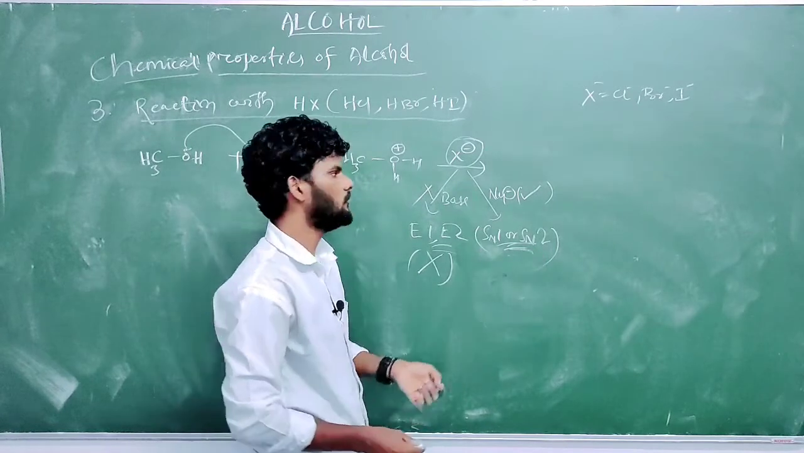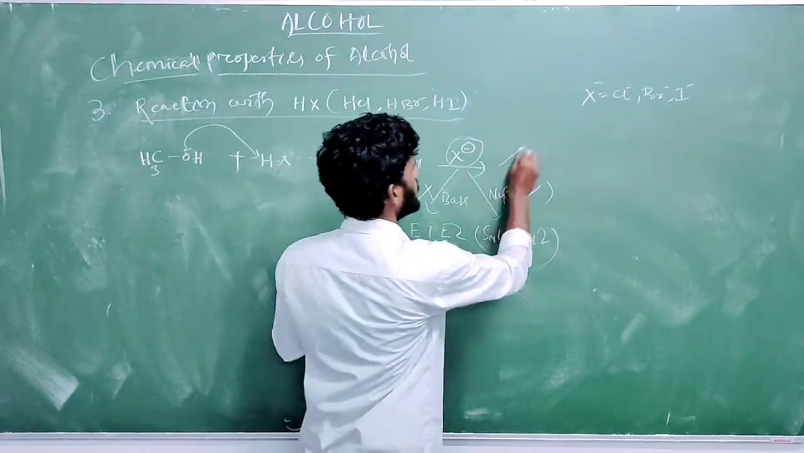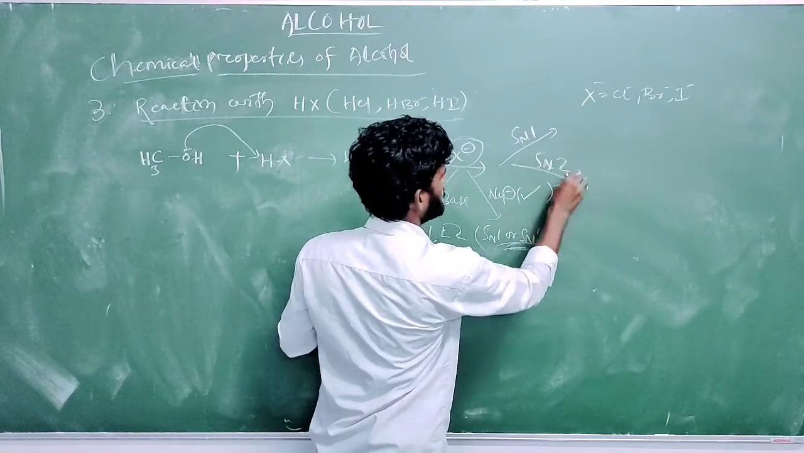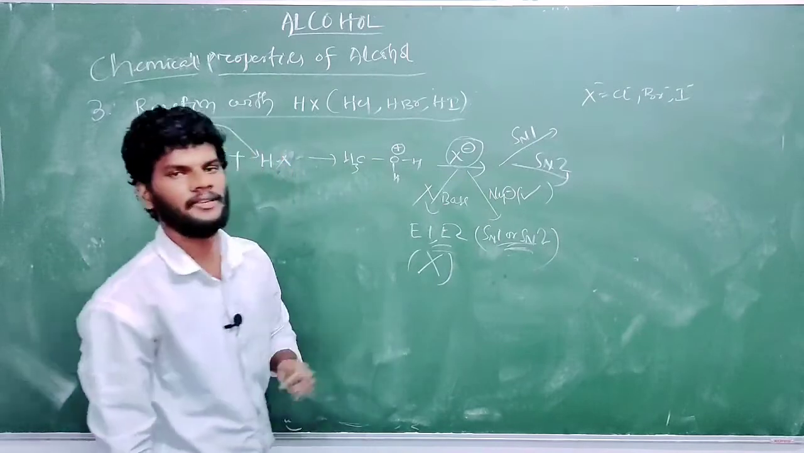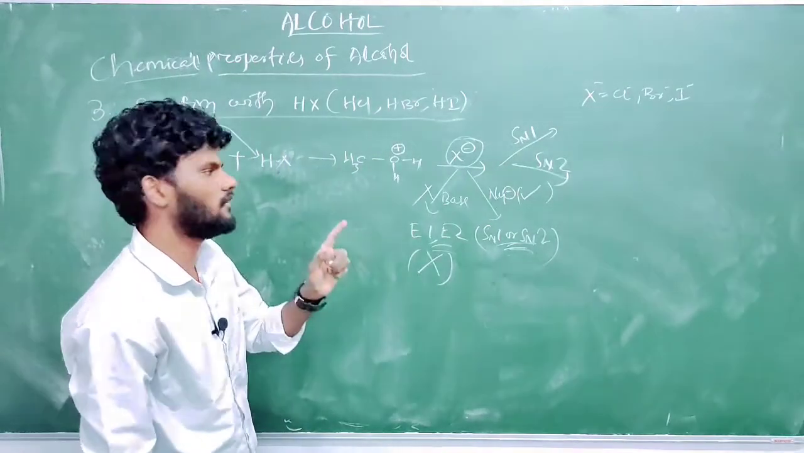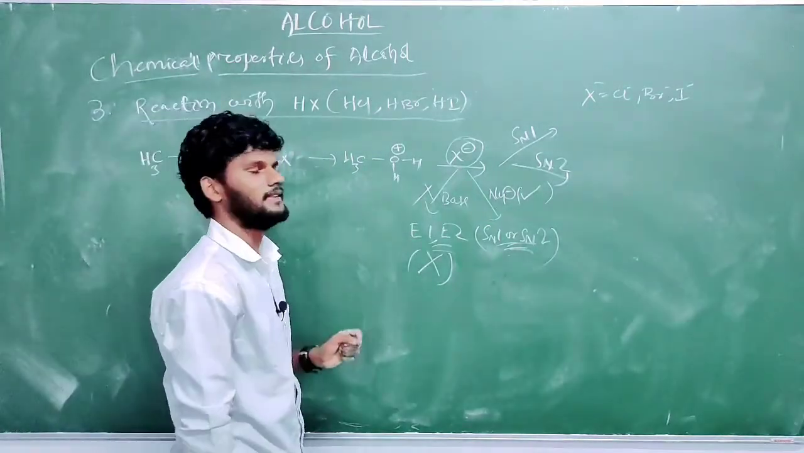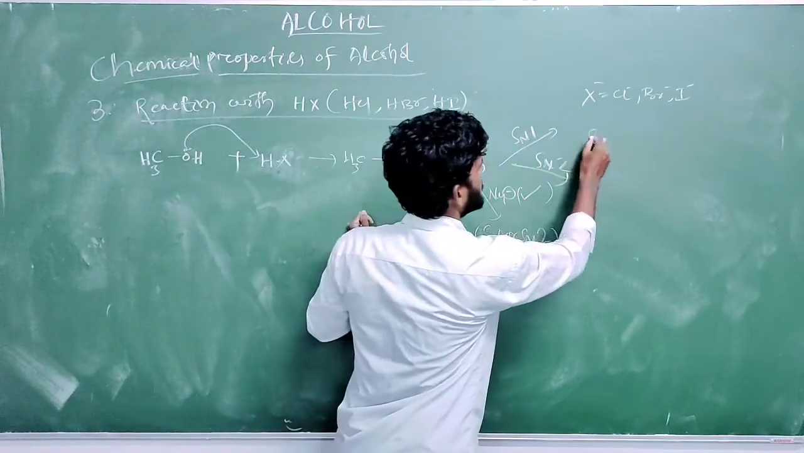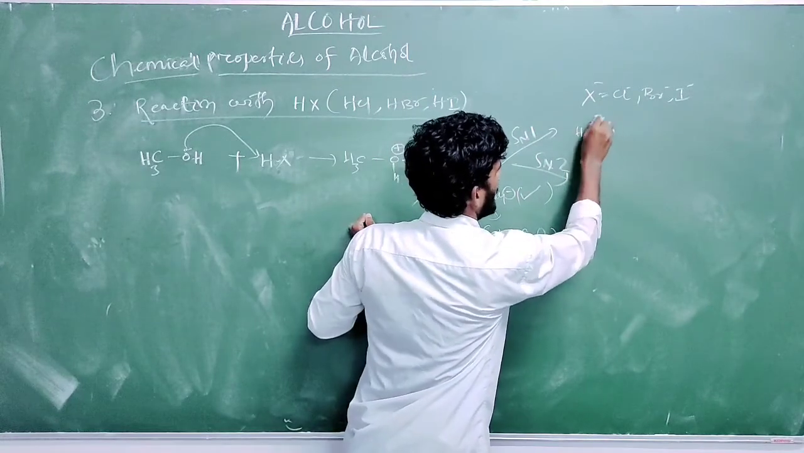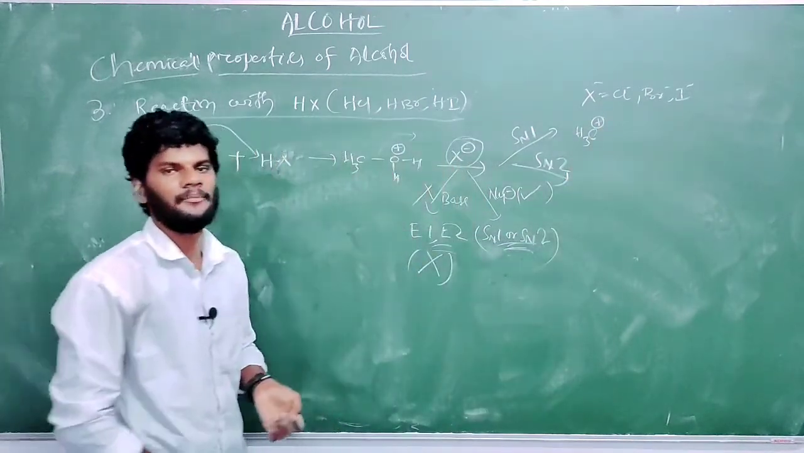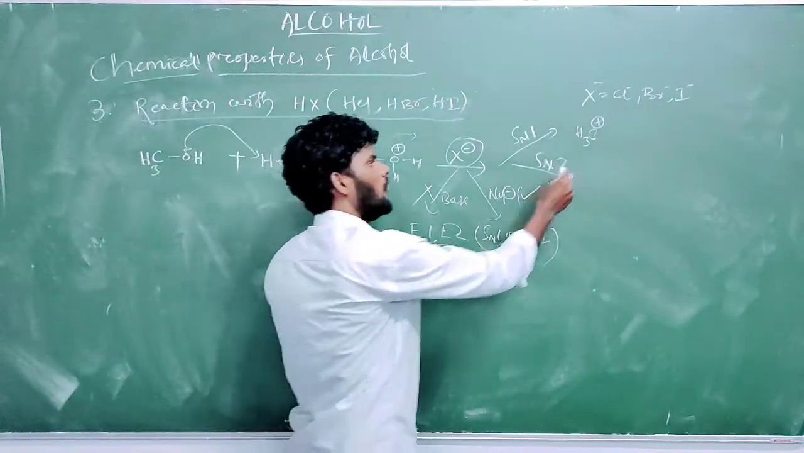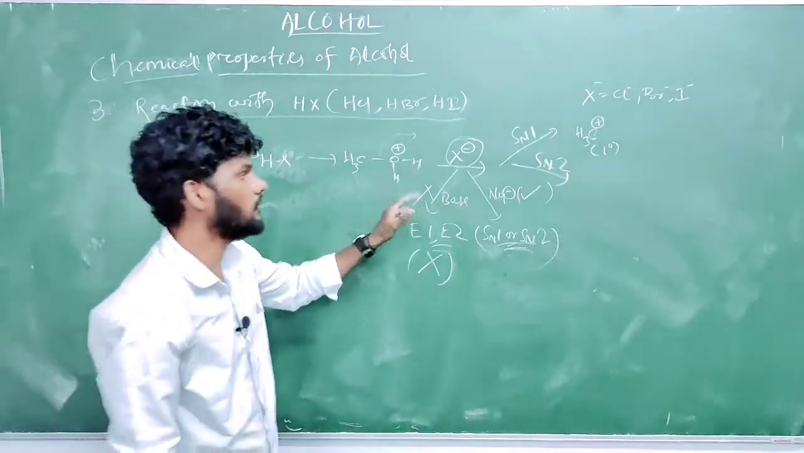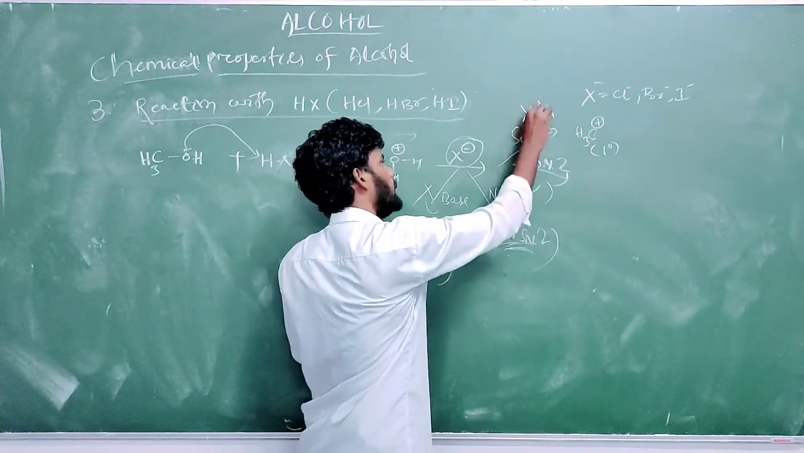Which pathway will it go? You have to see. If it goes through SN1 type reaction, what will happen in the first step? In SN1 the leaving group releases. If water, the leaving group, releases in the first step, what will form? CH3 positive, and this carbocation is very unstable as it is a 1 degree carbocation. So the SN1 pathway it will not follow.